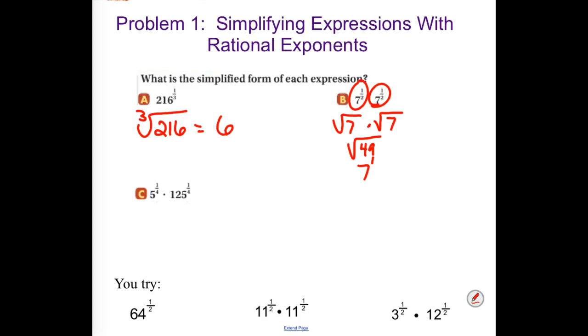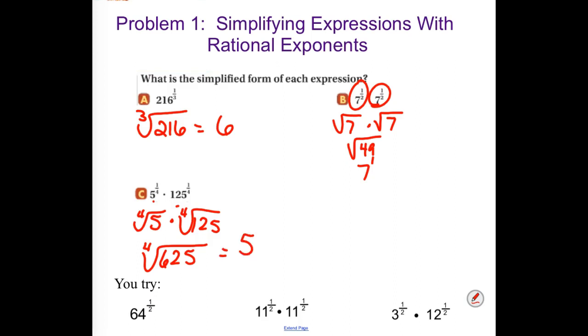How about this next one? The bases aren't the same. But let's think of them in radical form. They are both being raised to a 1/4 power. So I have the 4th root of 5, and I'm multiplying it to the 4th root of 125. Since they're both 4th roots, could we multiply those back together and put it all under a single 4th root? Okay, we did that in the previous half of this chapter. What is 5 times 125? And what is the 4th root of 625? Okay.